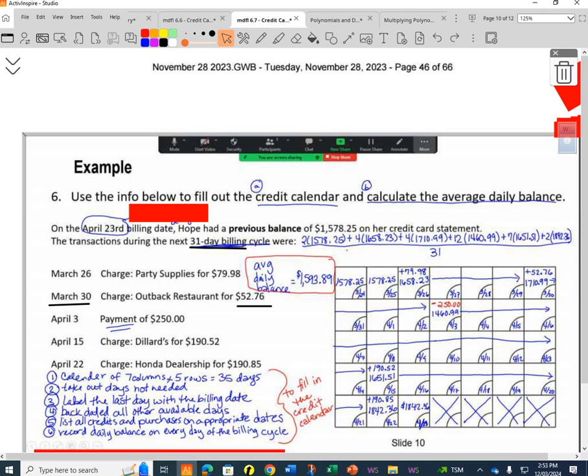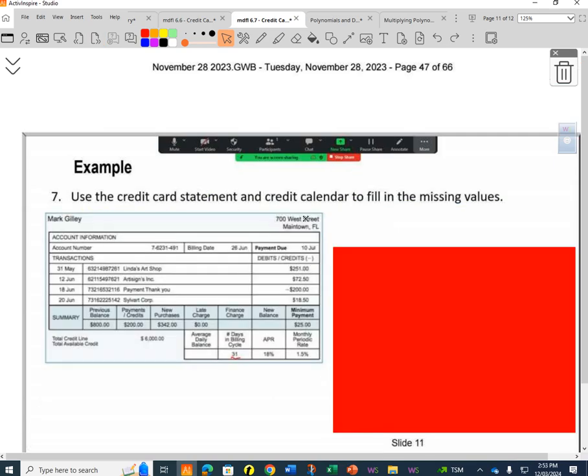All right, remember, pause to catch up. Okay, use the credit card statement to fill in the missing values.